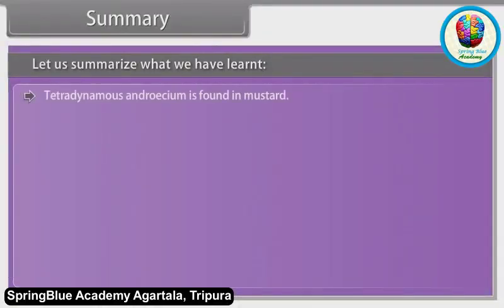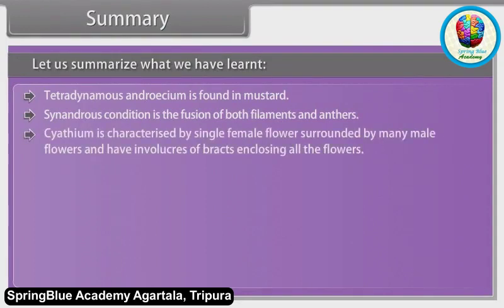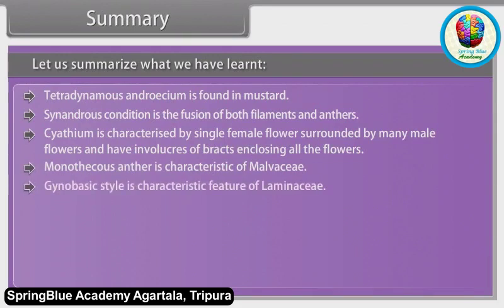Tetradynamous androecium is found in mustard. Synandrous condition is the fusion of both filaments and anthers. Cyathium is characterized by a single female flower surrounded by many male flowers and has an involucre of bracts enclosing all flowers. Monothecous anther is characteristic of Malvaceae. Gynobasic style is a characteristic feature of Lamiaceae. Bicarpellary syncarpous inferior ovary is found in cypsela.